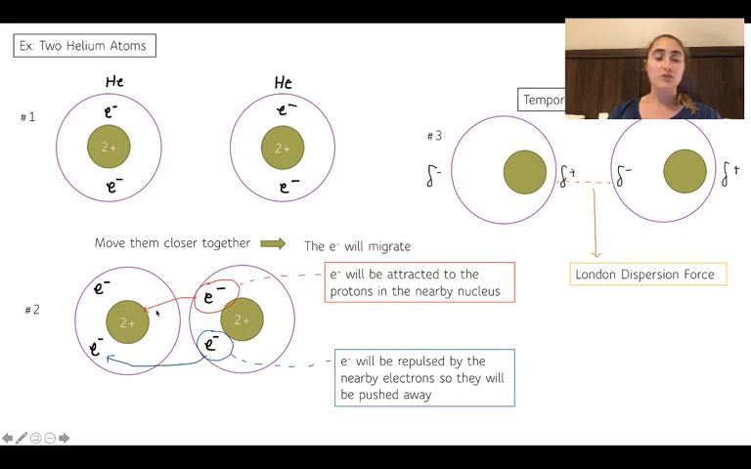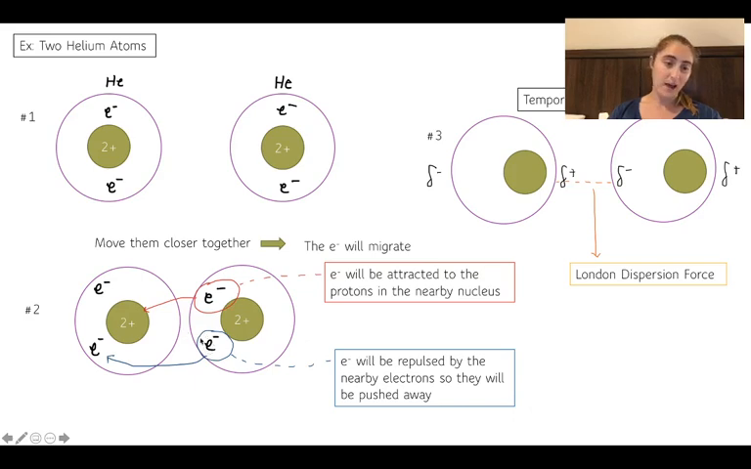So there will be attraction happening here. These electrons are going to be drawn towards this nucleus. However, we're also going to see repulsion because I have an electron here and an electron here, and we know that two things that have the same charge are going to repel each other.